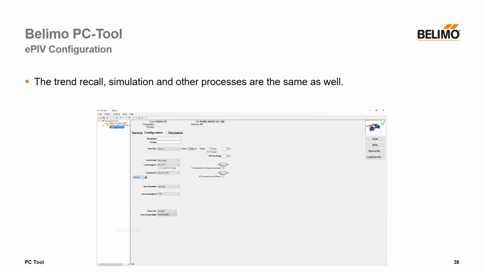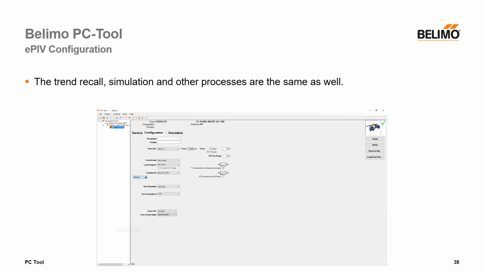Trend recall, simulation, all the other stuff is going to work exactly the same as it worked with an air side damper actuator. So the setup, the connection, whether you open a new project or create a new project, everything we discussed or everything I went over when it came to connecting to an air side actuator is going to work exactly the same when it comes to an electronic pressure independent valve.